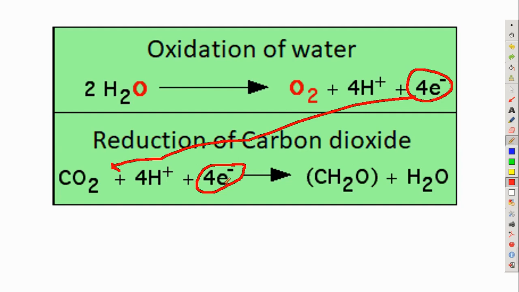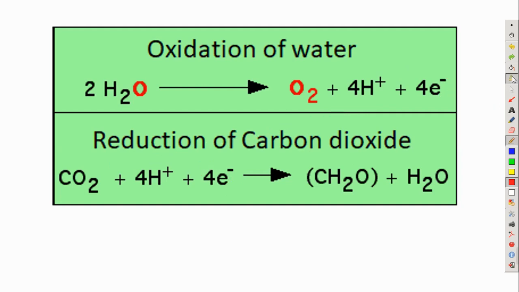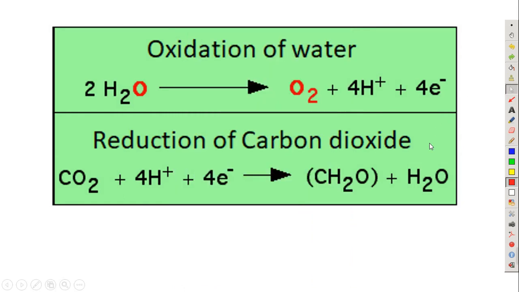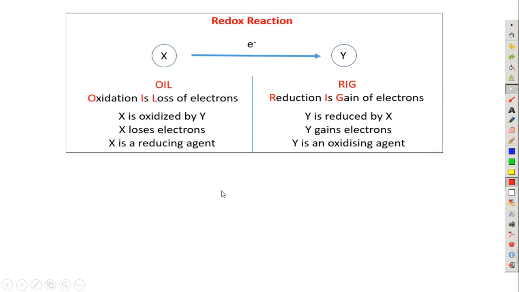First thing I'm going to give you is a way to remember the fact that oxidation is a loss of electrons and that reduction is a gain of electrons. And the way to remember this is the following picture. An oil rig. You may wonder why. Well, it's simply that if you decompose the letters, you can end up with OIL: oxidation is loss of electrons, and RIG: reduction is gain of electrons.